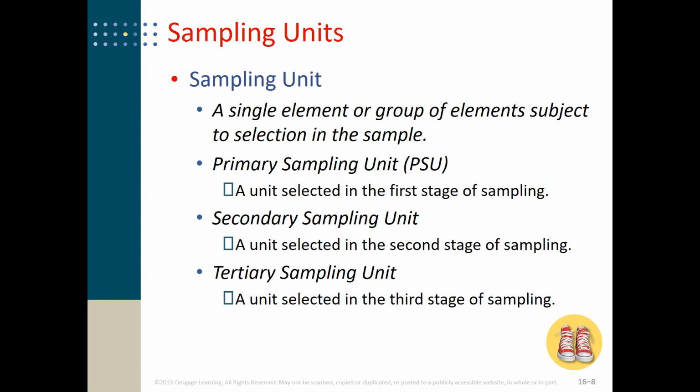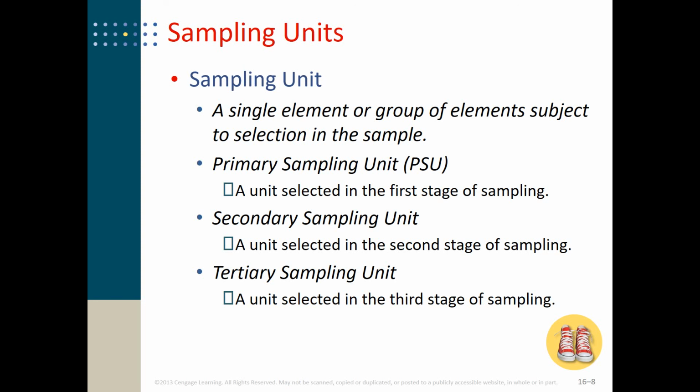Sampling unit, each element of a sample is called a sampling unit. Now, it's not necessary that you will be using only one stage sampling and you will have only one sampling unit. You may have multi-stage sampling and you may have different sampling units. For example, a primary sampling unit is a unit selected from first stage sampling. A secondary unit is the one that's selected from the second stage of sampling, and the tertiary unit is the one that's selected from the third stage of sampling. Now, is three-stage sampling the maximum? No, it's not. Sometimes you may have 4-stage or 5-stage sampling.